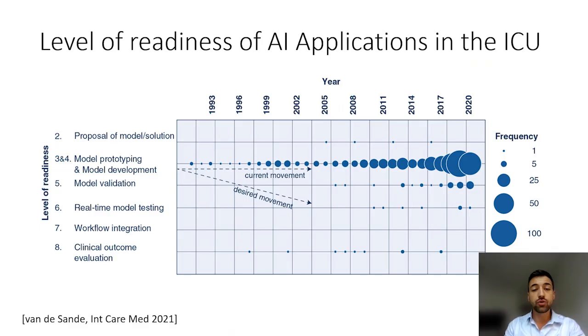This is a very striking figure, very well presented, where the researchers looked at the level of readiness of AI applications in the ICU. So they surveyed nearly 500 papers, and on the y-axis you see the level of readiness, on the x-axis the time, and what we see very clearly is that the movement is horizontal. Most of the published models are still at the level of model prototyping, early model development, and there is very little happening downwards towards prospective validation, towards deployment at the bedside, towards randomized trials, towards medical device development.